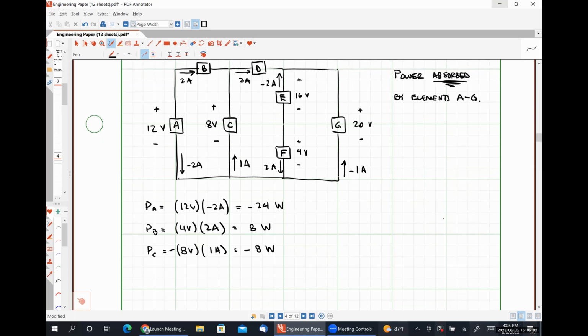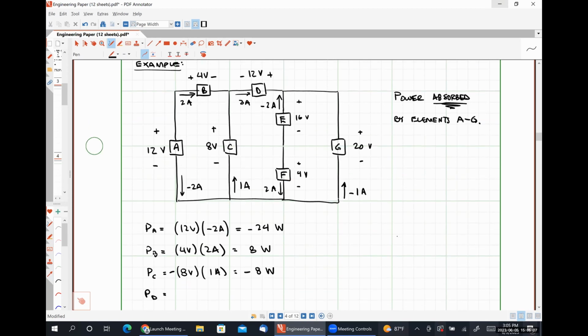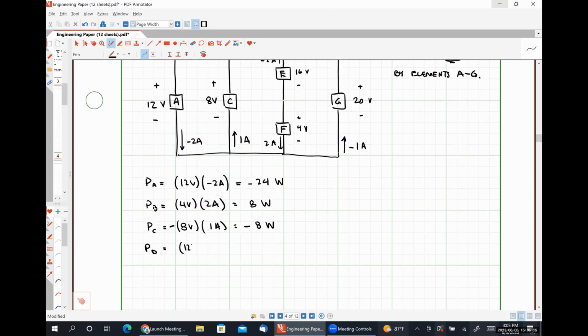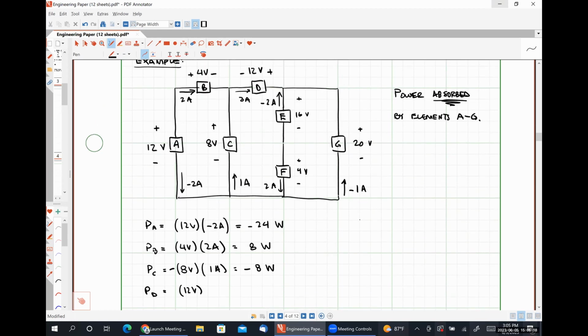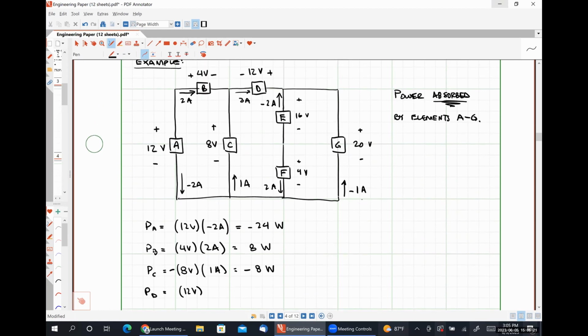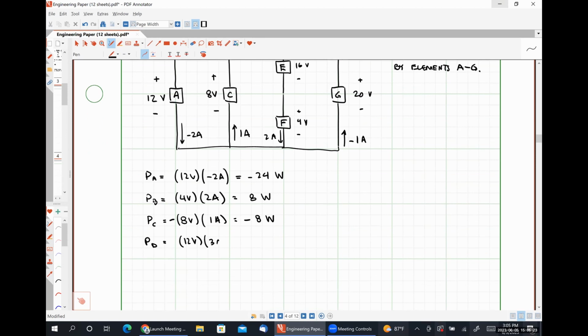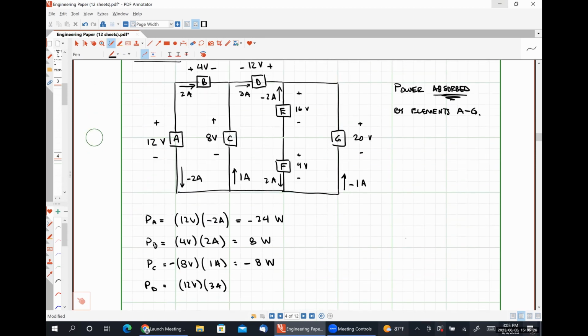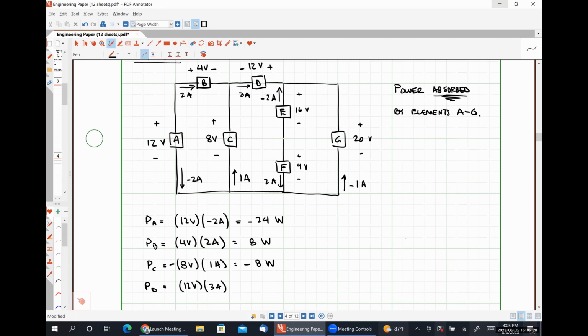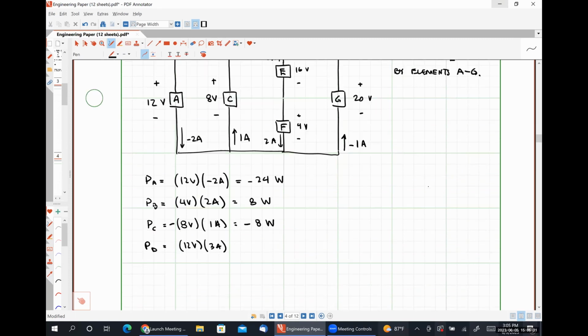All right, so let's keep on going here with element D. What's the voltage drop across element D? 12 volts. What's the current flowing through element D? 3 amps. Is the current flowing into the positive polarity terminal or the negative polarity terminal? The negative. Yep. So we add a negative sign, and now we get negative 36 watts. Let's look at element E.